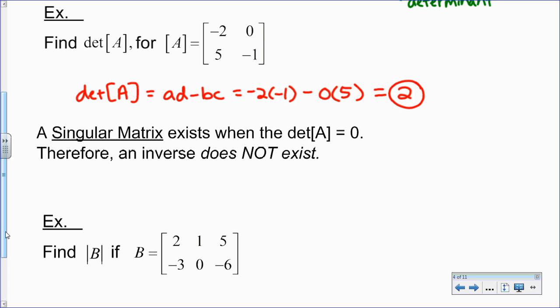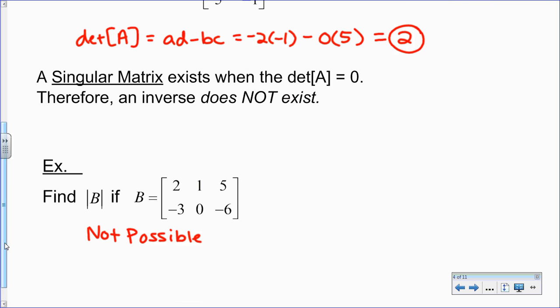Okay, so on this one, this says find the determinant of B if B equals this. Well, this is not possible. Why do you think it's not possible to find the determinant of that? Yeah, it's not a 2 by 2. It's also just not square. So you couldn't use the formula if it's a 3 by 3, but you could still find determinants if it's a square matrix. So it's not possible because B is not a square matrix.